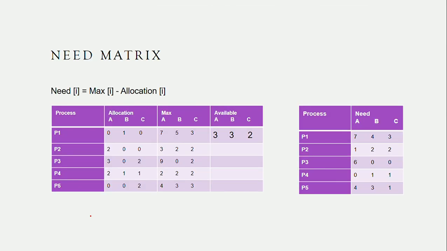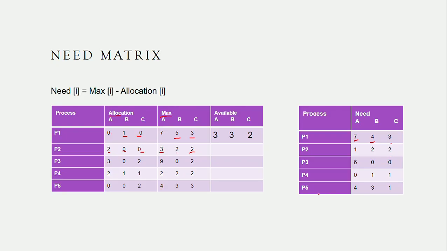The need matrix we can calculate with the help of the formula: need is equal to max minus allocation. So you can see this is the max column minus the allocation, which is nothing but the need. We can see 7 minus 0, so 7, 5 minus 1, so that is 4, and 3 minus 0, that is 3. So this is how we have calculated the need for P1. Similarly, we can calculate it for P2. 3 minus 2, that is 1, 2 minus 0, that is 2, 2 minus 0, that is 2. Similar to this, we have calculated the need for all the processes.